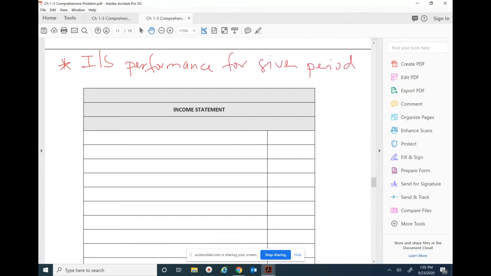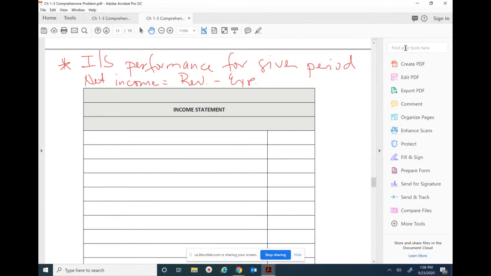The way we measure performance is by how profitable the company is, and profit or net income is calculated by subtracting expenses from revenues. If expenses are less than revenues, the company is profitable. Net income is a positive number. If revenues are less than expenses, then the company is operating in a net loss position.